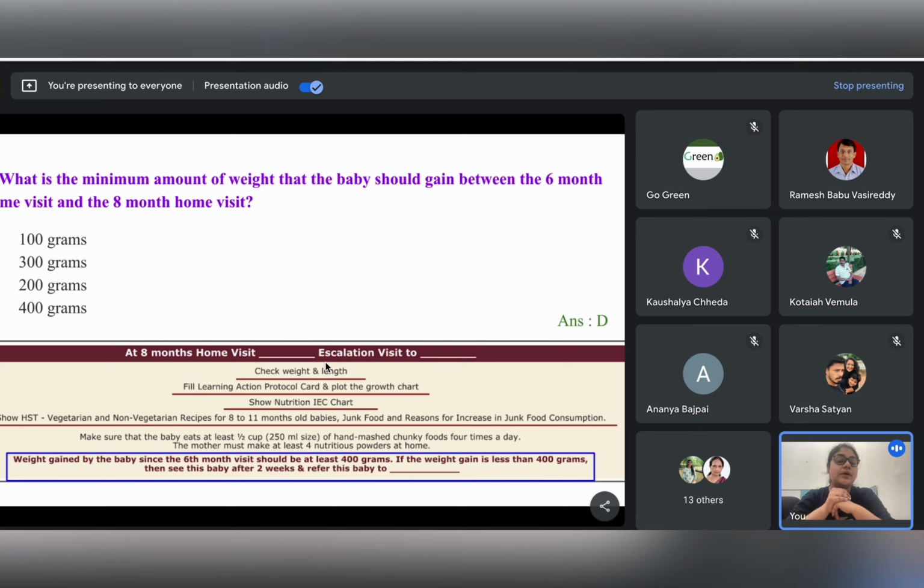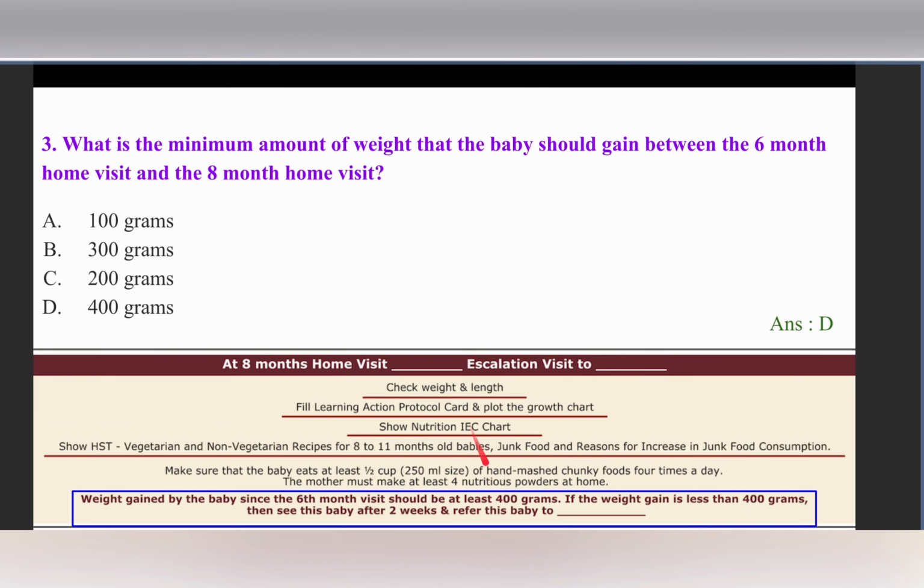At 7 months of age, at 8 months of age, it is around half a cup. You have seen in your tutorials, the cup volume is around 250 ml, and half a cup means 125 ml of food is being given, and the frequency is around 4 times a day, right? So for an 8-month-old child, the baby should be given at least half a cup of hand mashed chunky food 4 times a day, and the mother must also make 4 nutritious powders at home.